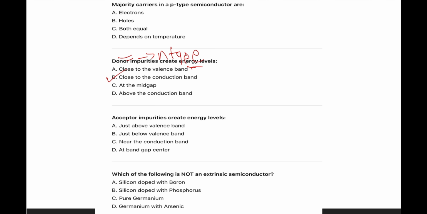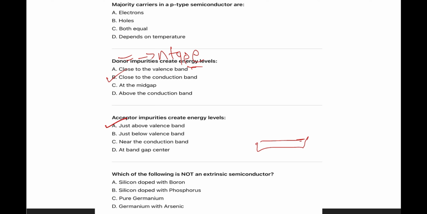Now, acceptor impurities will create an energy level. The acceptor level will be just above the valence band. So, the answer option A, just above the valence band. Option B, just below the valence band. Option C, near the conduction band. Option D, at the band gap center. The answer is just above the valence band.